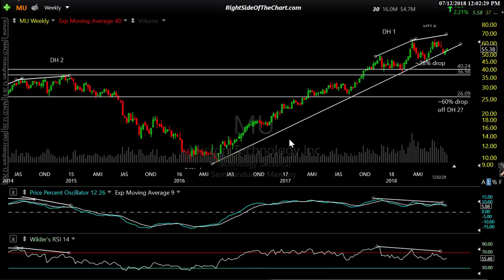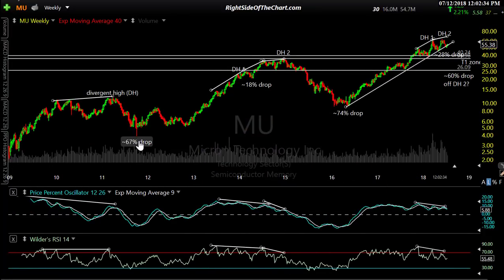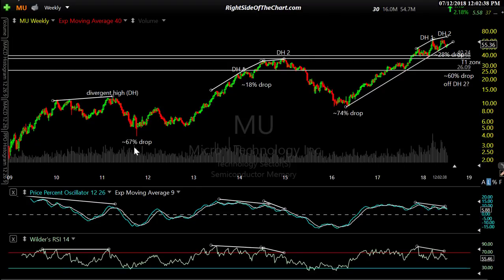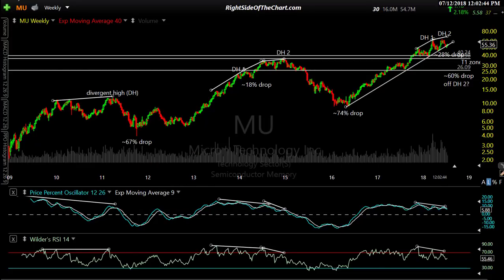Micron is walking the line right now. Micron, we get a lot of interest in this one. And again, you can see, look at these moves. Micron is extremely cyclical. If you get the right trend here, and this is not leverage, there's no three-time leverage here. This is a 67% drop during a bull market, mind you.